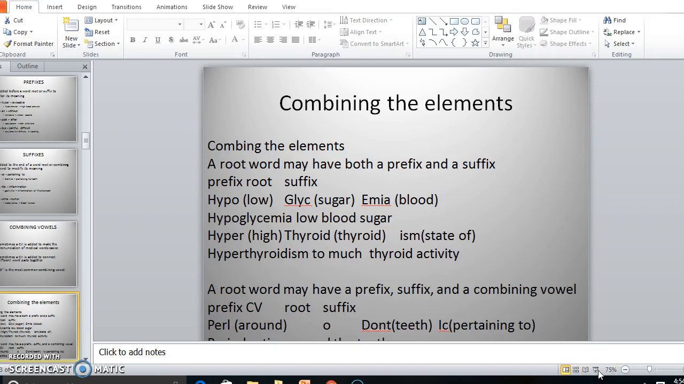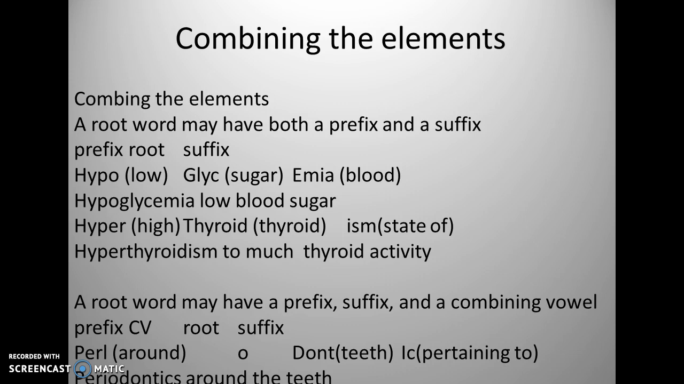Hello. We are continuing our discussion on chapter 4, and we are looking at combining elements. So when we talk about combining elements, we have a root word, and that root word may have a prefix, may have a suffix, or may have both a prefix and suffix. We talked about the prefix coming before the root word or suffix, and the suffix coming after the root word or prefix.